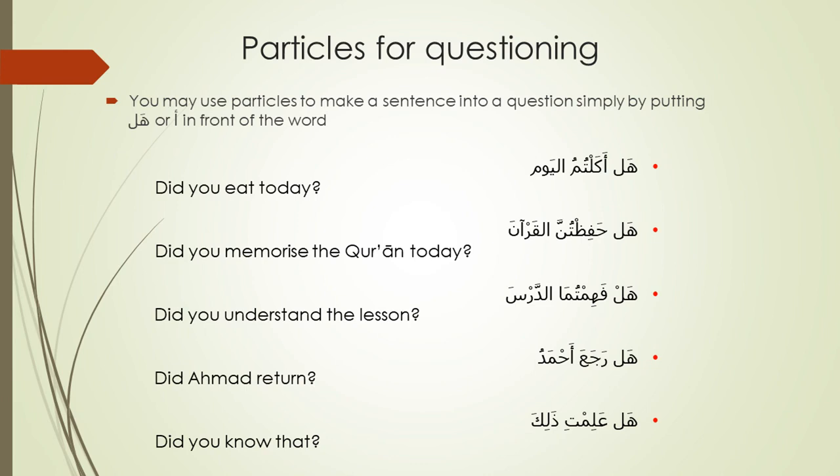Just like the ma, it will come at the beginning of the sentence and it will turn it into a question. So we have akaltumul yawm. You ate today. Now if I want to ask, did you eat today? Simply bring hal in front of it, or a. So we say hal akaltum al-yawm. But because there's two sukoons meeting, for phonetic reasons, the meem will have a dhamma. So hal akaltumul yawm. Did you eat today? There's a hal used for questioning.